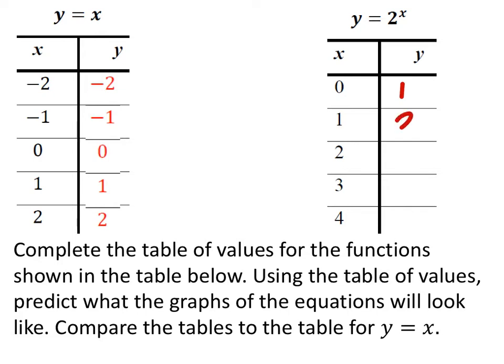2 to the power of 1 is 2. 2 to the power of 2 is 2 times 2, which is 4. 2 to the power of 3 is 2 times 2 times 2, which is 8. And then another 2 would give us 16 there. And again, you could have used your calculator to find these values too.